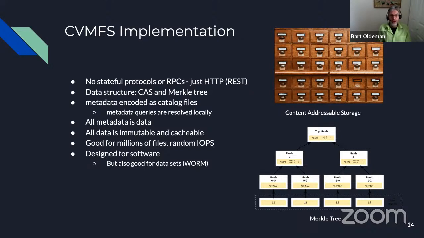All the metadata is encoded as catalog files, so the queries are resolved locally, so it doesn't have to traverse the whole tree to find out attributes, file sizes, and things like that. They're all just in the catalog file. So the metadata is data as well. It's immutable and cacheable. It's good for millions of files, random IOPS, which is kind of the opposite, like I said, of a parallel file system where you want to reduce the number of IOPS. So you stimulate users to not put millions of files in a single subdirectory because that may slow down your file system quite a bit, and it's really designed for software.